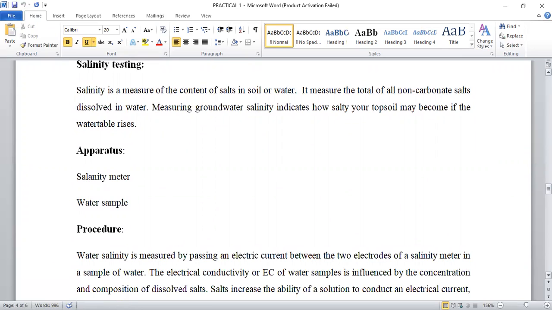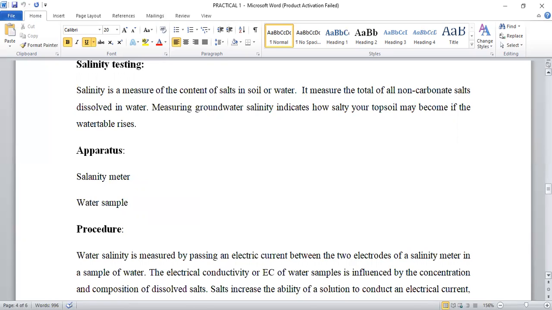Firstly, we should know what salinity is. Salinity is basically a measure of the salt content in soil or water, and it measures the total of the non-carbonate salts dissolved in the water. Measuring groundwater salinity indicates how salty your topsoil may become if the water table rises.